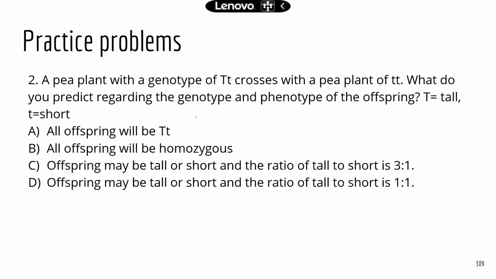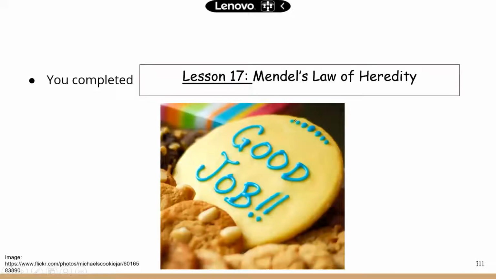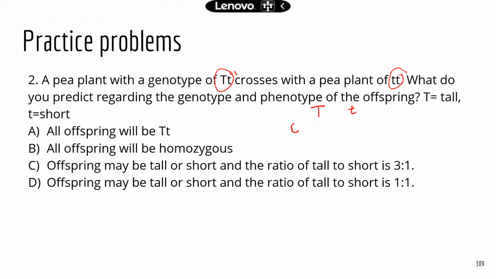A pea plant with a genotype of big T little t crosses with a pea plant of little t. So, highlight the genotypes of the parents. What do you predict regarding the genotype and phenotype of the offspring? So do the Punnett square. Put big T, little t here, little t. I'll do it as fast as I can.